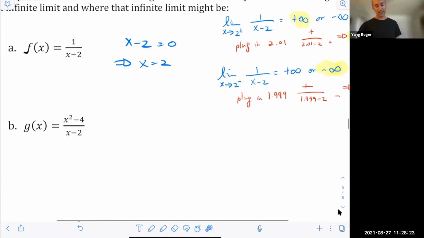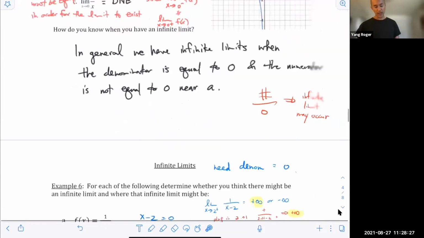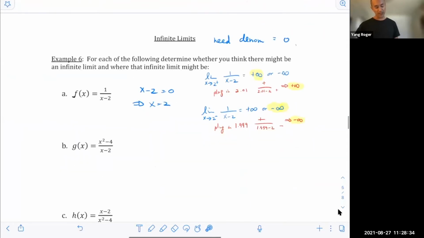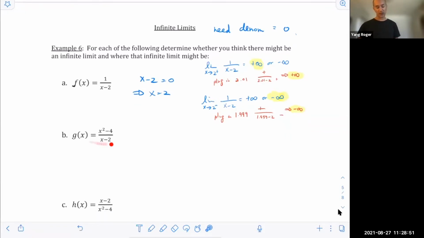So Aram, the first thing I did, you're going to have infinite limits when the denominator is equal to 0. So the very first thing I did was take the denominator and set it equal to 0. And when I solved this, I got x equal to 2. That's why I knew to look at 2. So because the denominator here is also equal to 2, I would look at 2 again. Does that make sense?